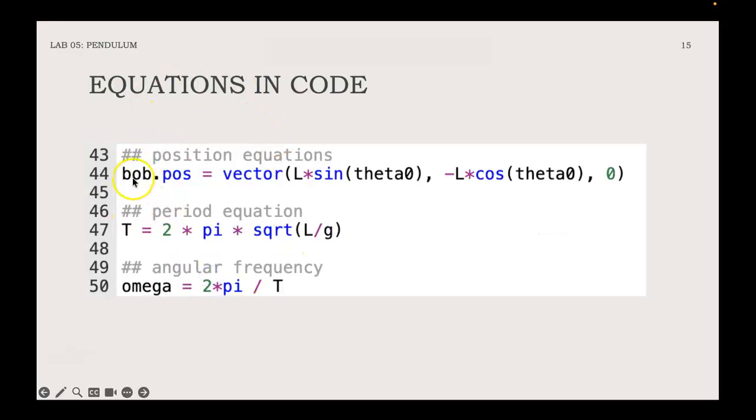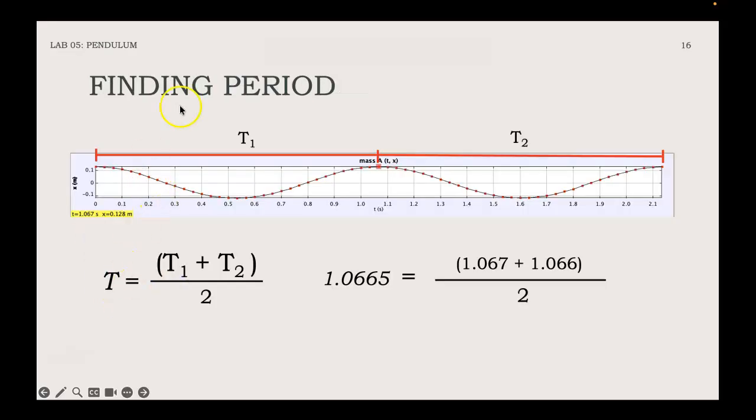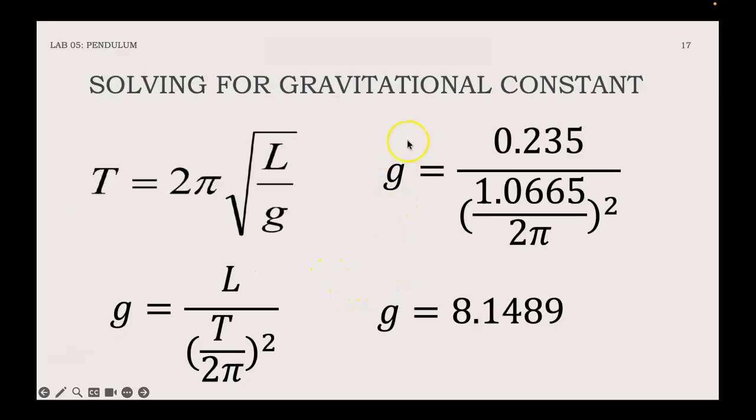For our equations, we have our position equations using the x and y positions we talked about earlier, and we just put this in vector form. We also inputted our period and angular frequency equations, as you can see right here on lines 47 and 50. We also found the period using the x position data. So we found two periods and averaged them together to get an average period of 1.0665. Then we found our gravitational constant using that period. We plugged in T, 2 pi, L, all our known values, solved for g, and we end up with g equals 8.1489.